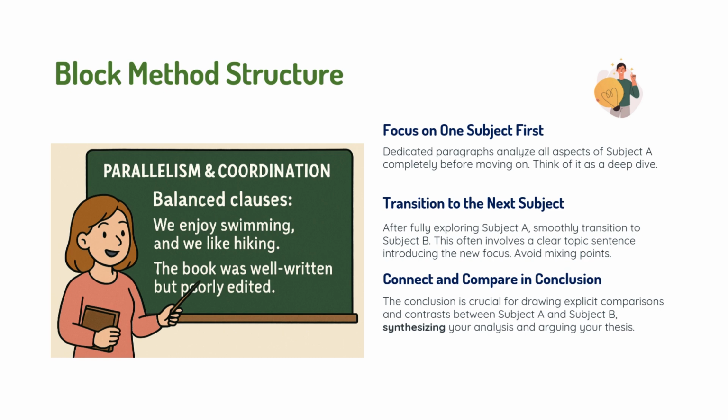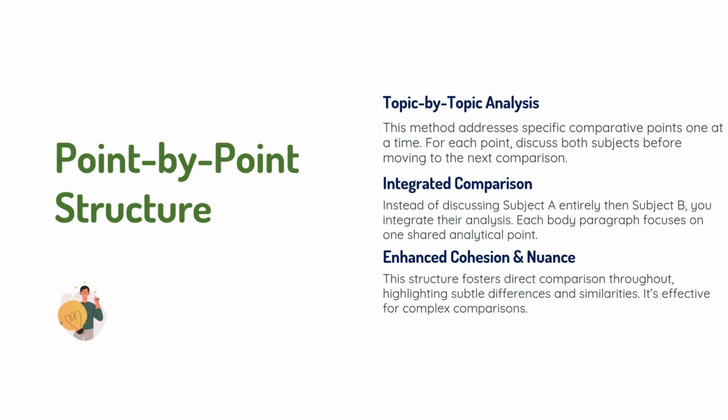The conclusion is crucial for drawing explicit comparisons and contrasts between subject A and subject B, synthesizing your analysis and arguing your thesis. The point-by-point is another way to structure comparative essays. This method addresses specific comparative points one at a time. For each point, discuss both subjects before moving to the next comparison. Instead of discussing subject A entirely then subject B, you integrate their analysis. Each body paragraph focuses on one shared analytical point.